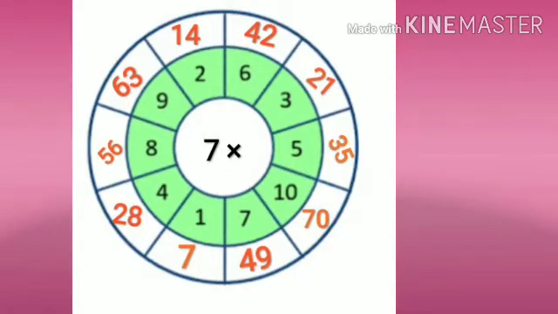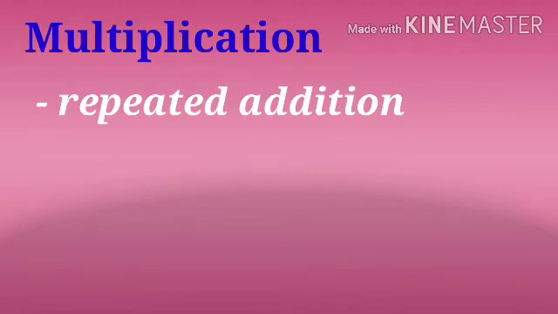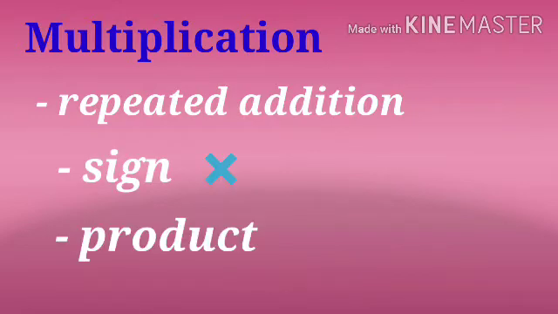Which operation have we used here? Yes, that is multiplication. You already know about multiplication. What is multiplication? Multiplication is repeated addition. Multiplication is represented by the cross sign. When we multiply two numbers, the answer we get is called the product.